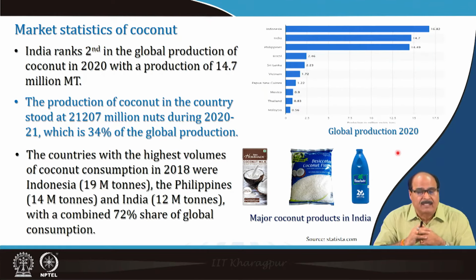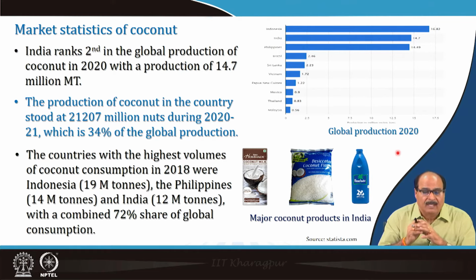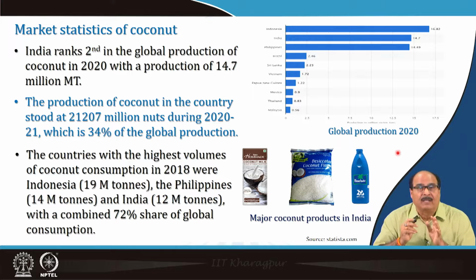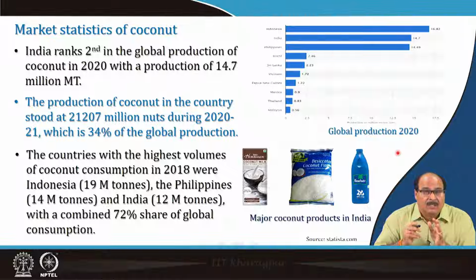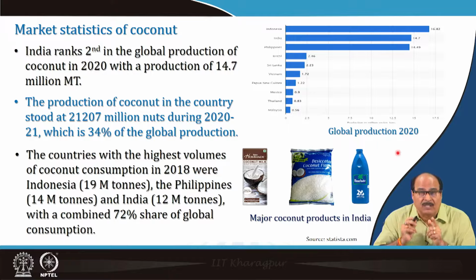Market statistics of coconut: India ranks second in the global production of coconut in the year 2020, with a production of 14.7 million metric tons. The production of coconut in the country stood at 21,207 million tons during 2020, which is 34% of the global production.